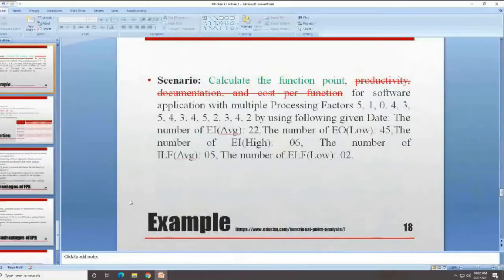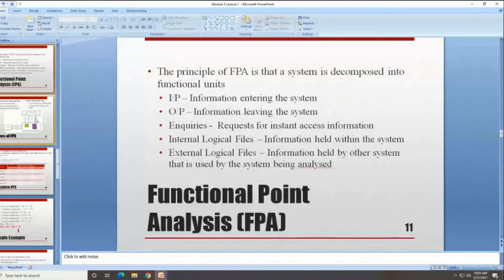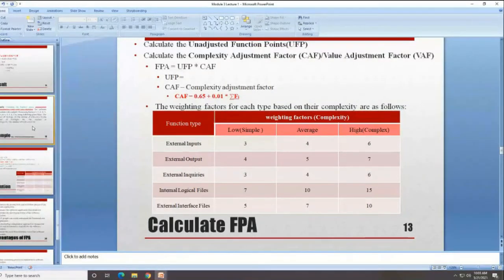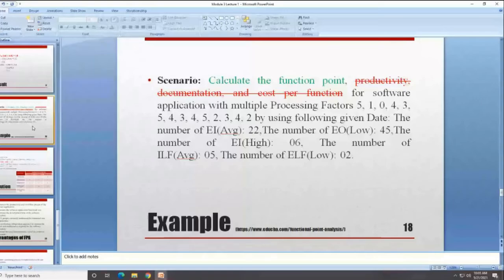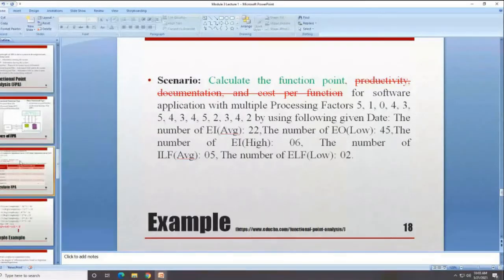Today, what we are going to do is discuss a simple scenario, right? In the last class, we were discussing functional point analysis, how to calculate the functional point analysis. Let us recap that, and then we'll come back to the scenario which was left out. In this class, I'm going to recap what we discussed in the last class.